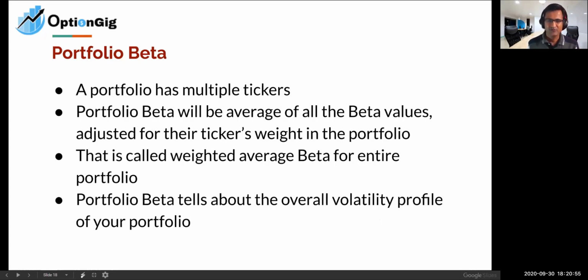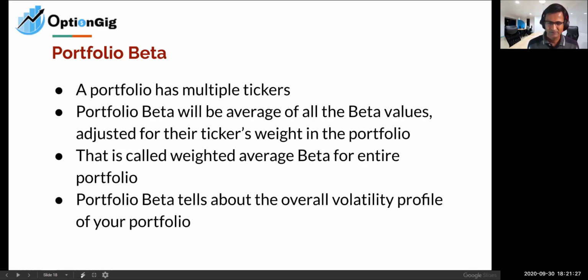Because when we're looking at a portfolio, we're looking at how to manage it based on what's happening in the market, right? We're not trying to manage it at an individual ticker level. If you could, great. But the moment your portfolio starts to grow, you have 10, 15, 20, 50 tickers. It's virtually impossible for us to adjust each and every ticker based on what's happening in the market.